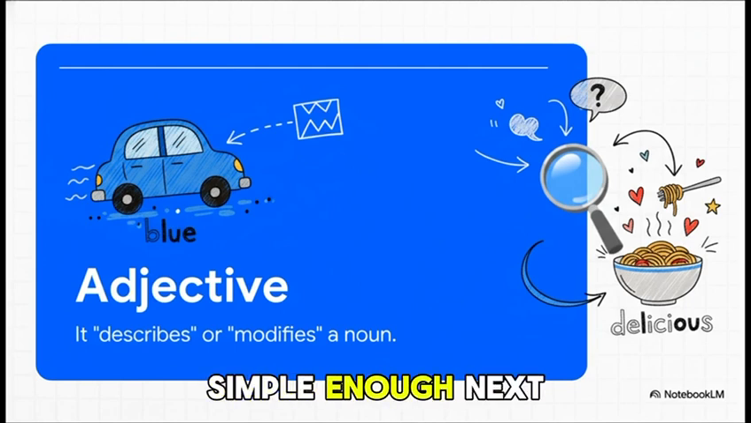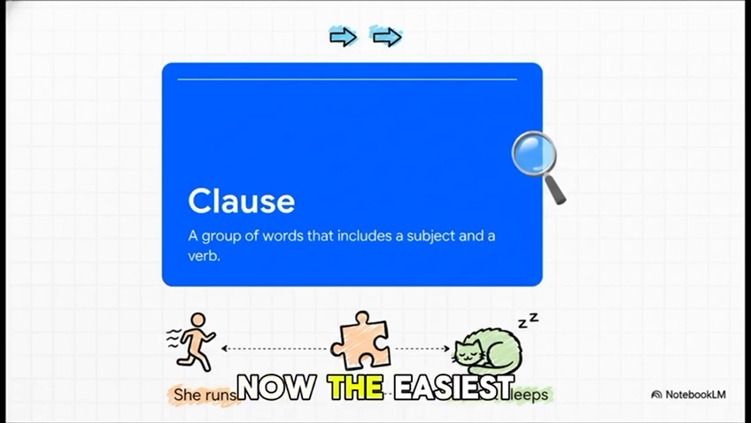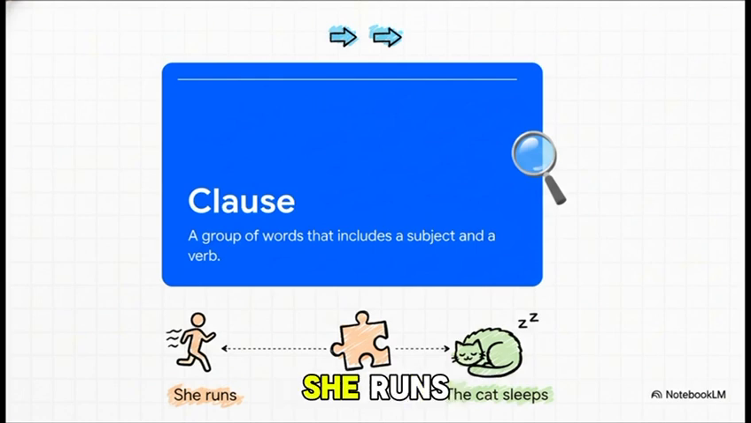Simple enough. Next, we have the clause. Now, the easiest way to think about a clause is like a mini sentence. It's basically any group of words that has a subject and a verb. She runs. That's a clause. The cat sleeps. That's one too. These are the absolute core building blocks for our sentences.